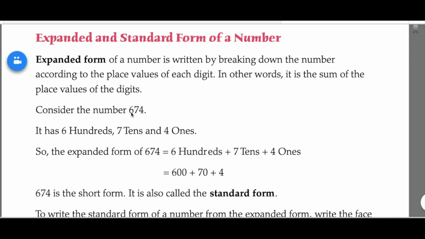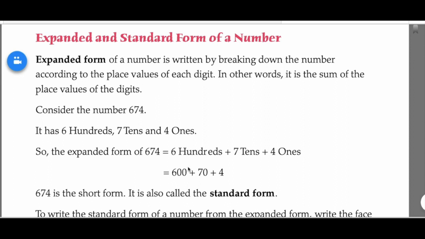6 is in hundreds place, so we are writing it as 600. 7 is in tens place, so we are writing it as 7 tens. And 4 is in ones place, so we are writing it as 4 ones. So the expanded form of 674 is 600 plus 7 tens plus 4 ones. In expanded form, it should be written in numeral form, that is 600 as 600, plus 7 tens as 70, and 4 ones as just 4.